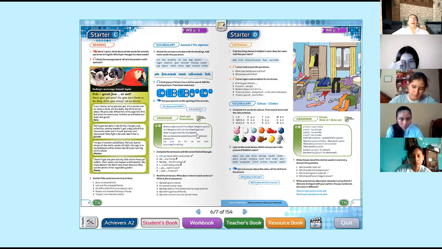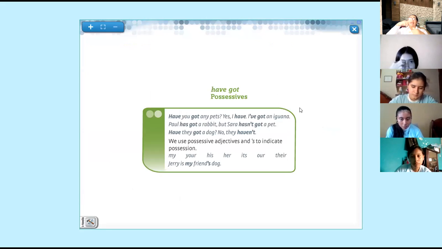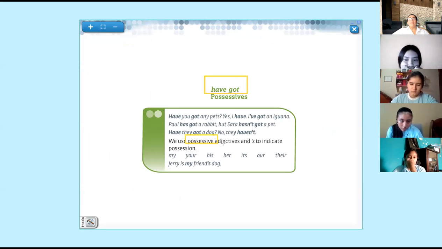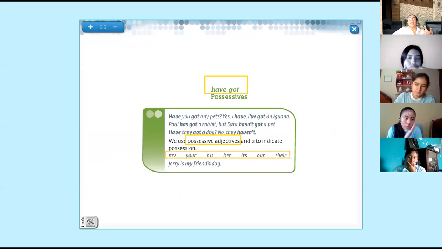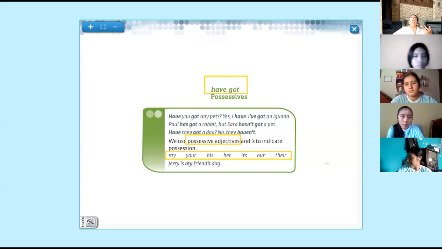We have the next part of the grammar, and we were talking at the beginning about have got. In the reading, we practiced have got. Remember that have got, in this case, indicates possessions. And you have, in this case, how to use the possessive adjectives to indicate that. You say my, your, his, her, its, our, their. Those indicate possessions.